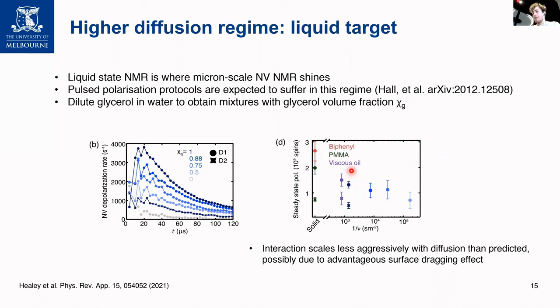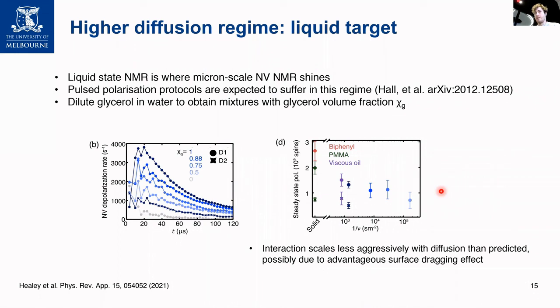And for the more viscous liquids, I see an interaction within a factor of 2 of the best solid results we have. So that's a reasonably good result. I will stress that we can't tell unambiguously in our current measurement why we have a shallower than expected dependence on diffusion in this higher diffusion regime.